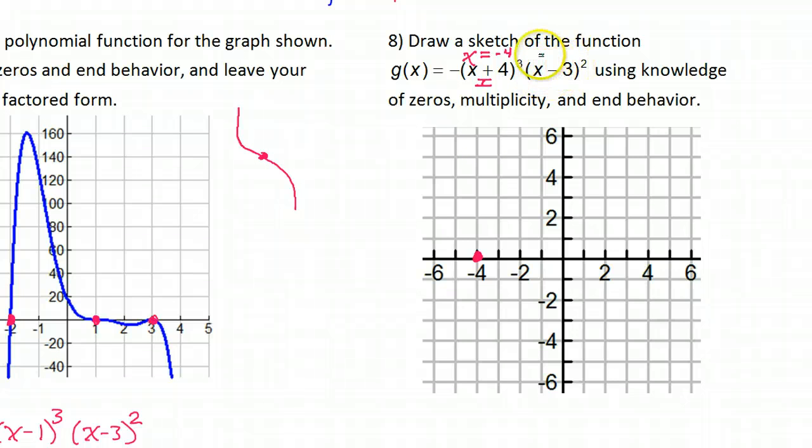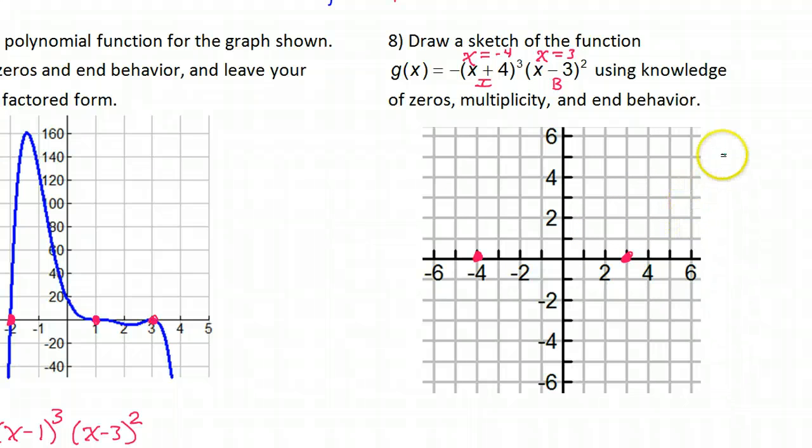Now, the x minus 3 factor means I have a zero at x equals 3. Because it's squared, I know that's going to be a bounce. So x equals 3, there's going to be a root right here.